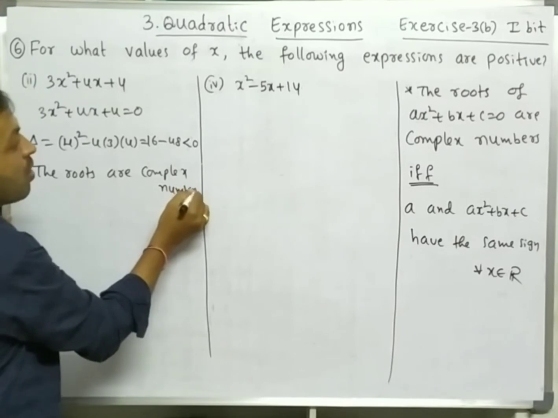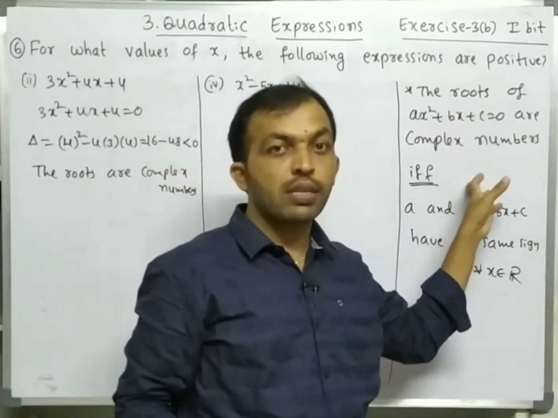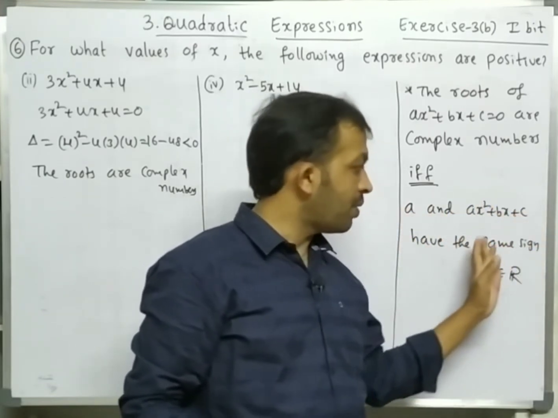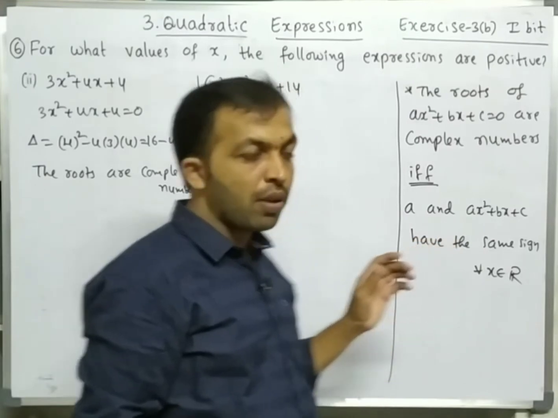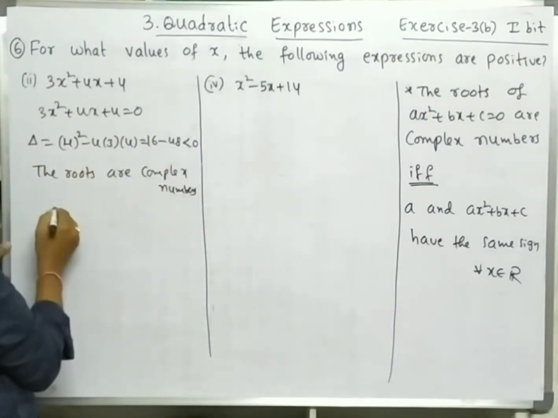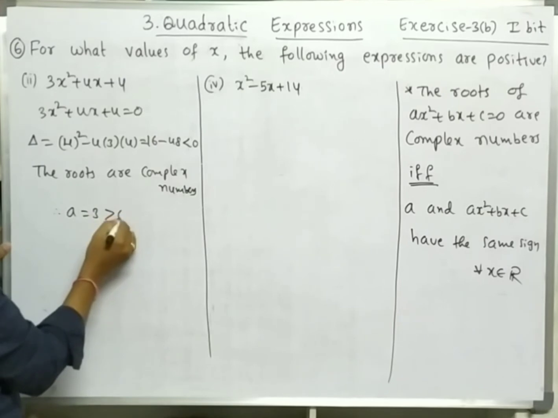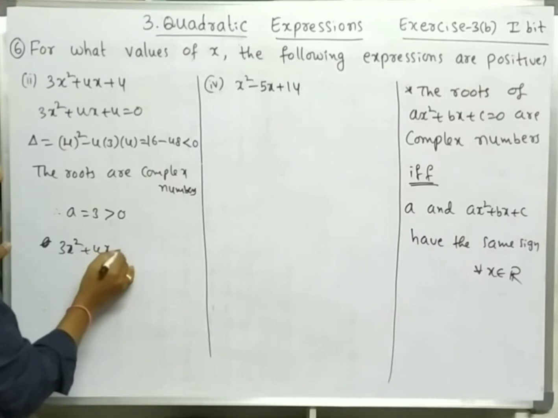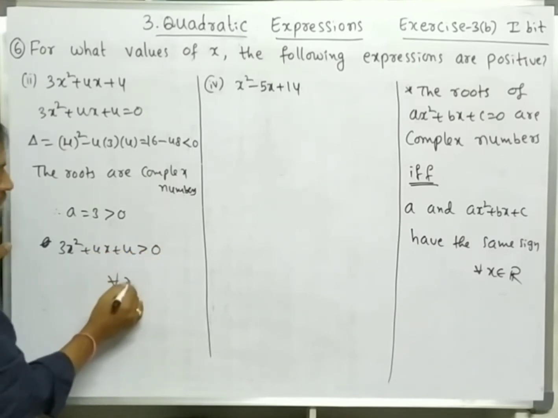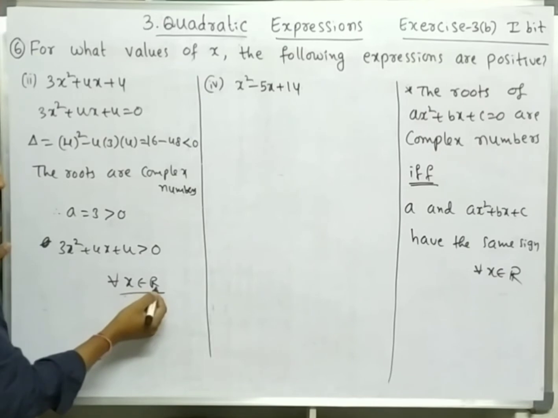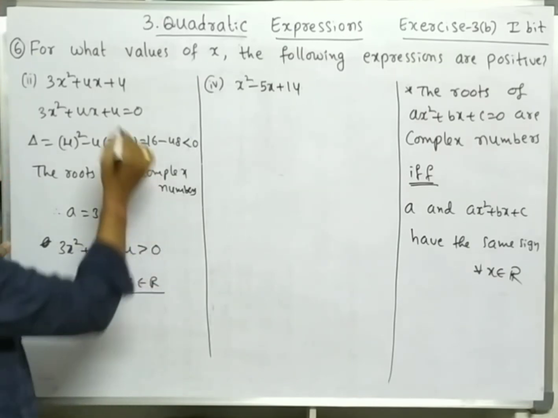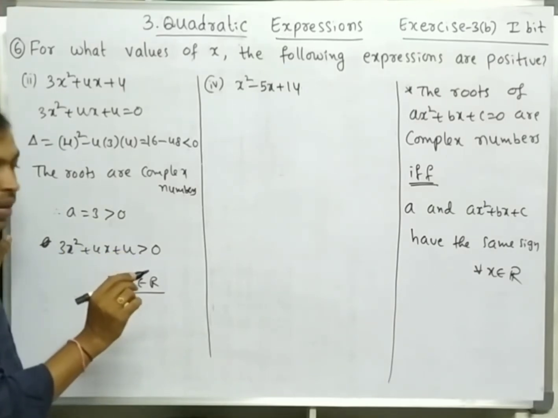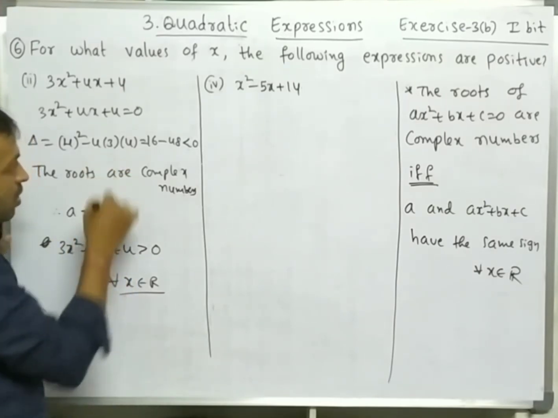So as the roots are complex numbers, we have the property that is defined only if a and ax square plus bx plus c have the same sign for every real value. So that means as here a is equal to 3 is positive, then automatically 3x square plus 4x plus 4 is also positive for all real values of x. If we substitute any real value in this one, always we will get positive only, never we will get negative. Okay, so this is the property.